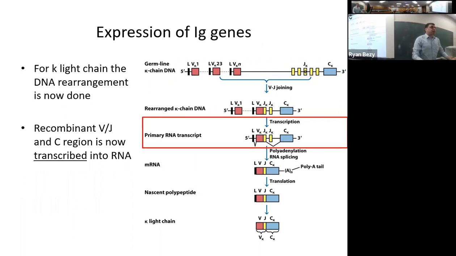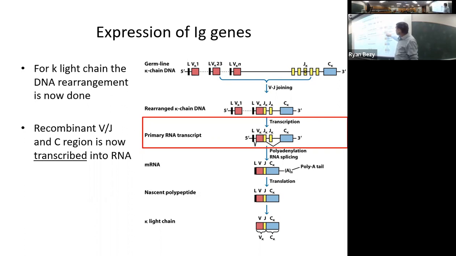For kappa light chain, that's it. You're done with the DNA rearrangement. All you've got to do is put them together, V and J, done. VJ joining, DNA rearrangement, you finished it. So you now have a recombinant VJ region. And what does it do? It undergoes transcription. So now we go from our rearranged DNA, it goes through transcription.